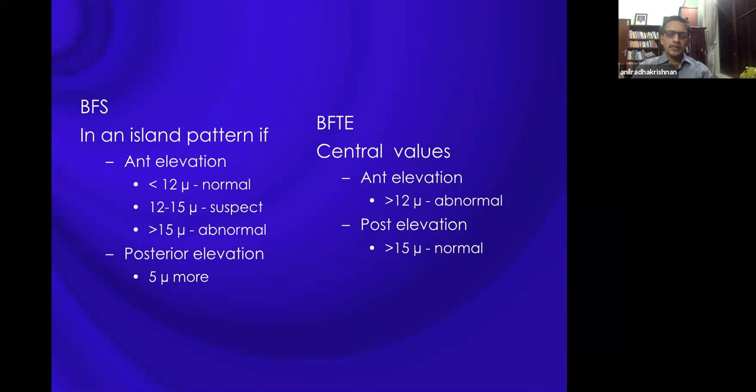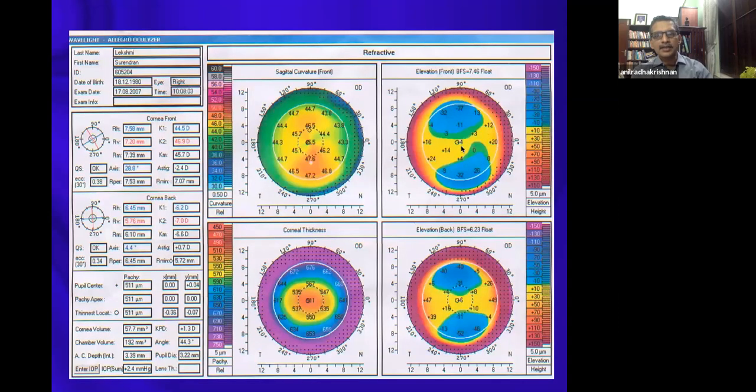So if you look at the best fit sphere, any anterior elevation is not abnormal. Anything less than 12 microns is considered perfectly normal, while anywhere between 12 to 15 may be considered suspect, and anything more than 15 microns should be considered abnormal. Here in these images you can see plus 4, plus 14, minus 11, minus 37, like that.